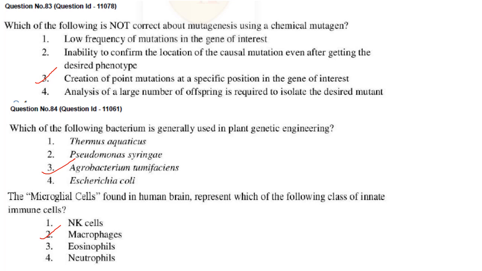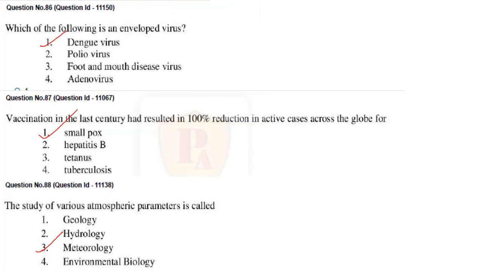Then which of the following bacterium is generally used in plant genetic engineering? It is Agrobacterium tumefaciens that is usually used. The microglial cells found in human brain represent which class of innate immune cells? So they are the macrophages. Answer is option 2. Which of the following is an enveloped virus? So it is dengue virus. Answer is option 1.